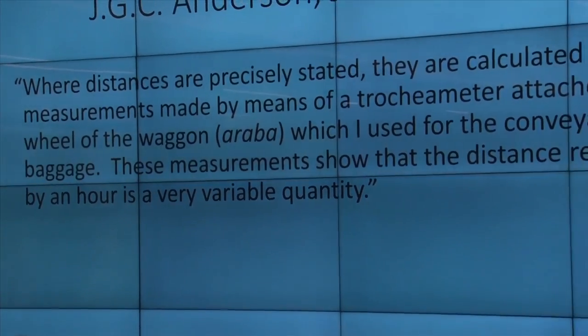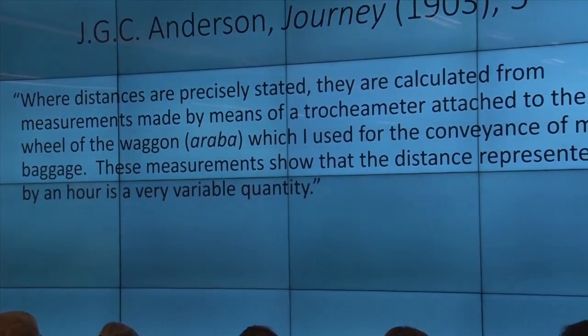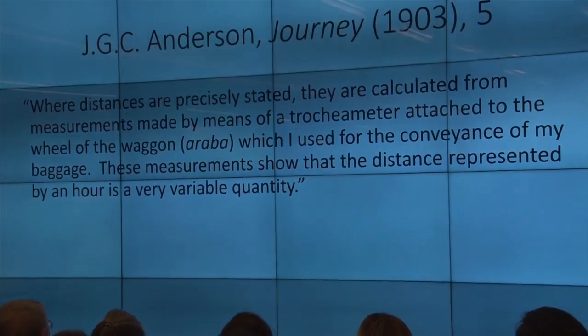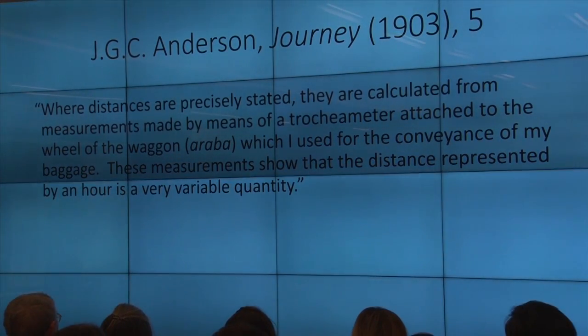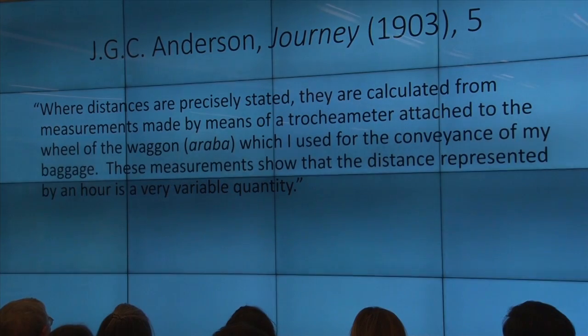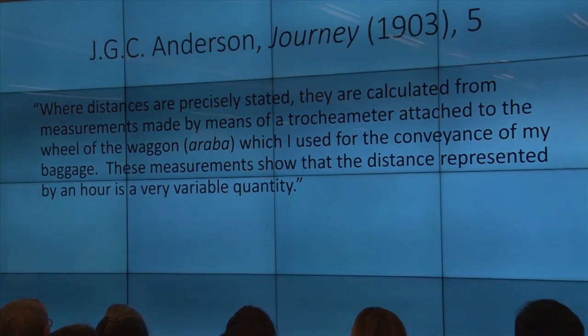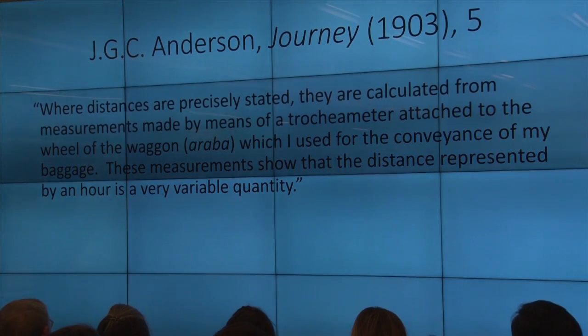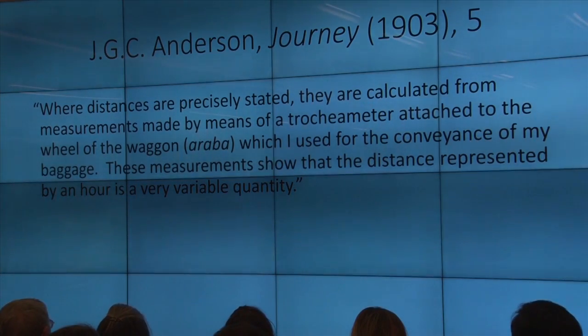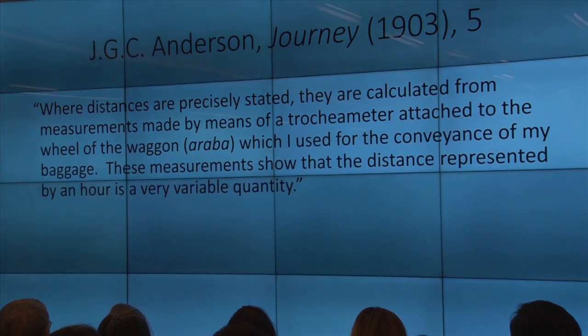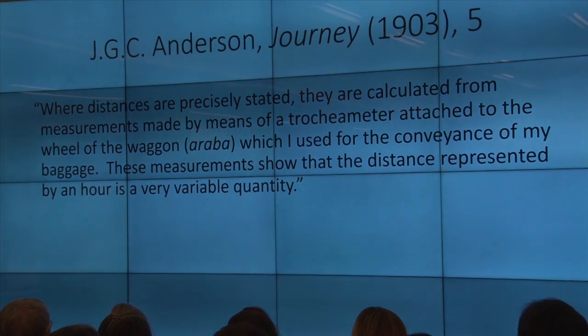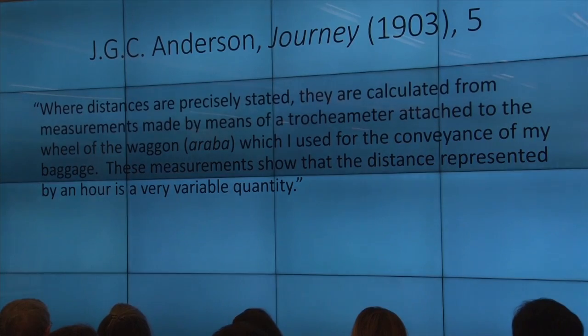I don't quite know how to pronounce this word because we don't have it anymore, do we? But a trochymeter, a trochometer. This is from the Greek trokos, of course, it's a wheel. From a trochometer attached to the wheel of the wagon which I used for the conveyance of my baggage. These measurements show that the distance represented by an hour is a very variable quantity.